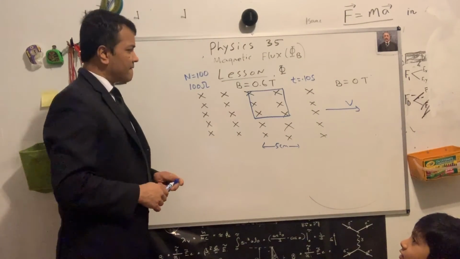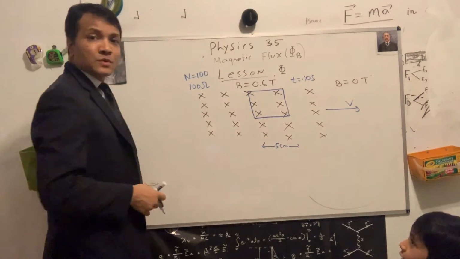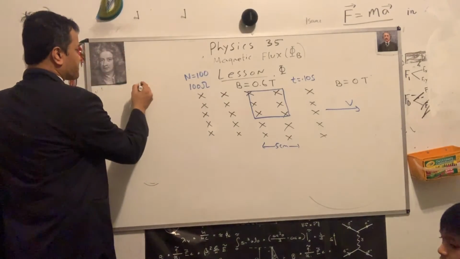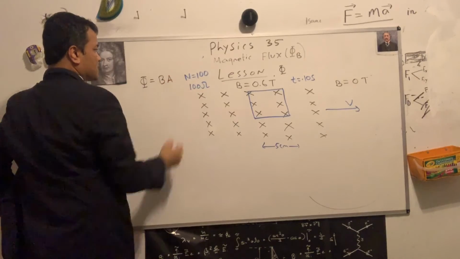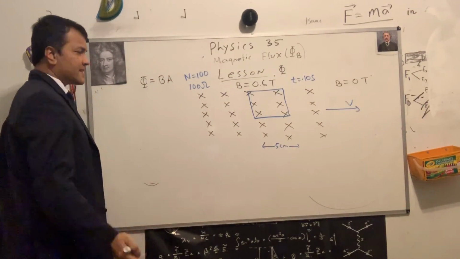Okay, now what can we do? Let's first find the flux. What is the flux? BA cosine theta. And since theta is 0 degrees, we can drop the cosine theta.